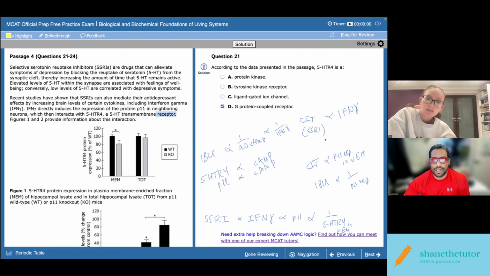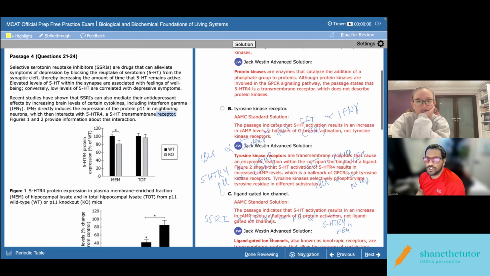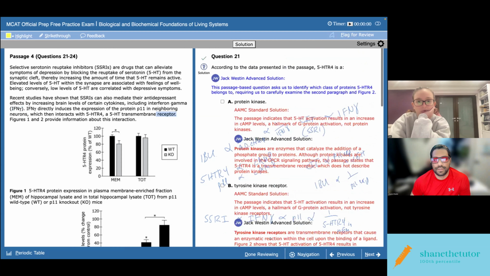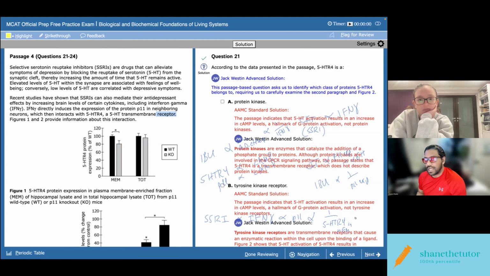Yeah, because the G protein coupled receptors have a lot of stuff in the transmembrane of it, whereas the other ones are just receptors on the outside. Okay, that makes sense. The transmembrane receptor is what gives it away. My previous answer was A. I knew it was something to do with the protein, but I didn't rule out the kinase. Yeah, the kinase is a very high yield thing, so you should know about STY.